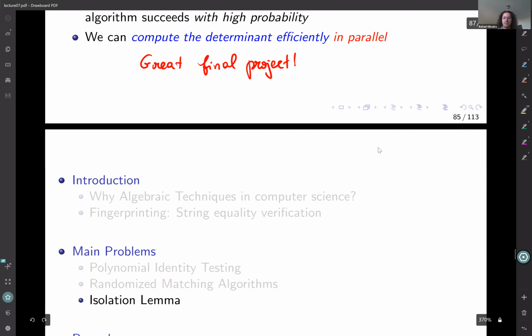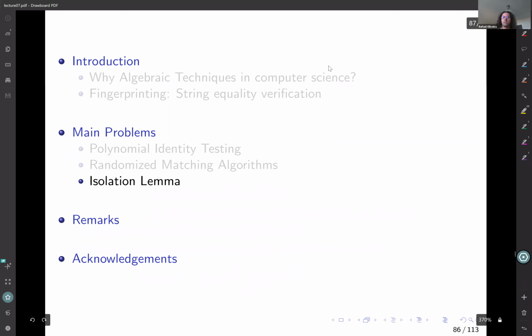All right, having said that, let's go to the last part of this lecture, which is the isolation lemma.